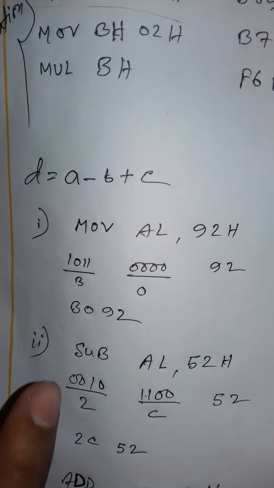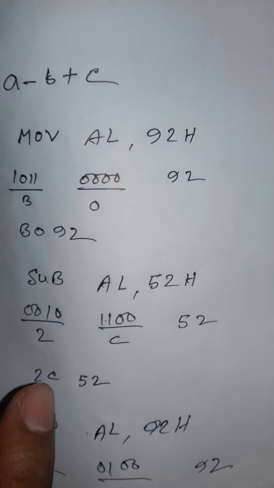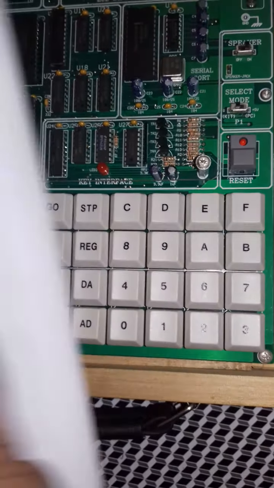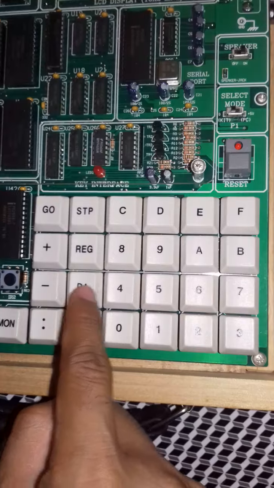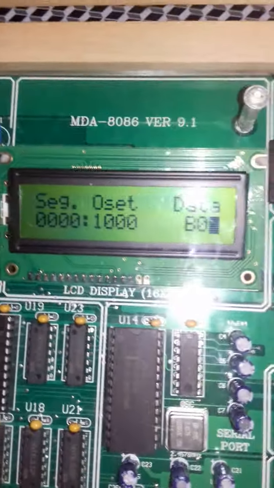Okay, reset হয়ে গেছে। Reset. And now we input this hexadecimal code in our kit, B092 and 2C52. So let's input. Then we want this data in direct address register, so press DA. Now DA.